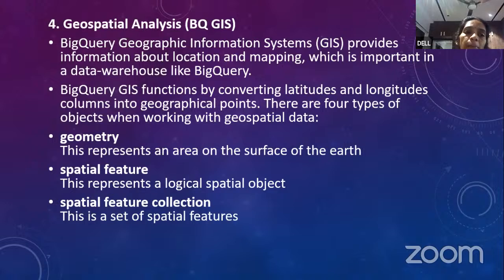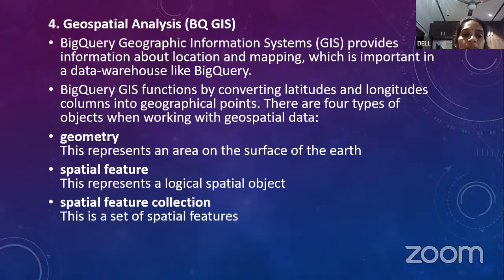Geospatial analysis. BigQuery Geographic Information Systems provides information about location and mapping, which is important data for a data warehouse like BigQuery. So it also provides geographic information like location and mapping. BigQuery GIS functions convert latitude and longitude columns into geographical points. Daily we are using Google Maps, so Google Maps also uses BigQuery.